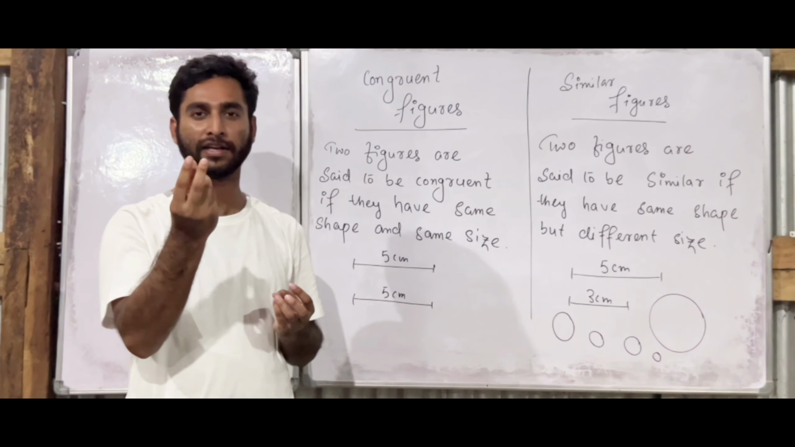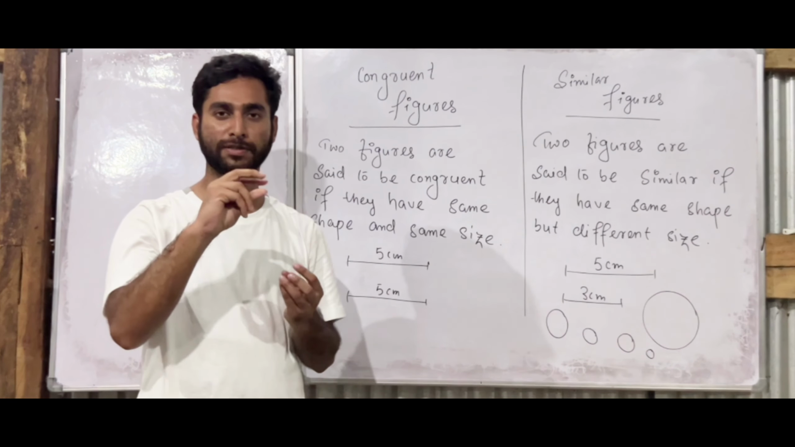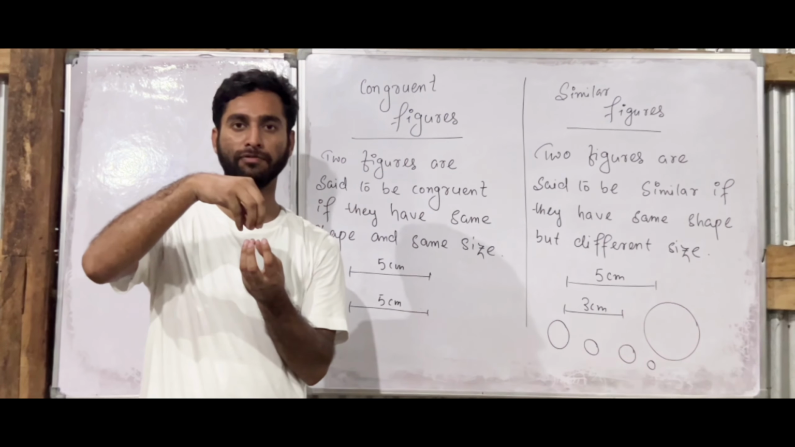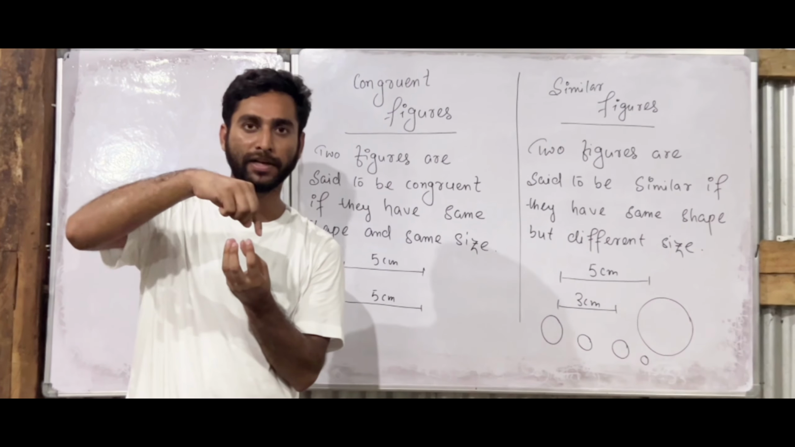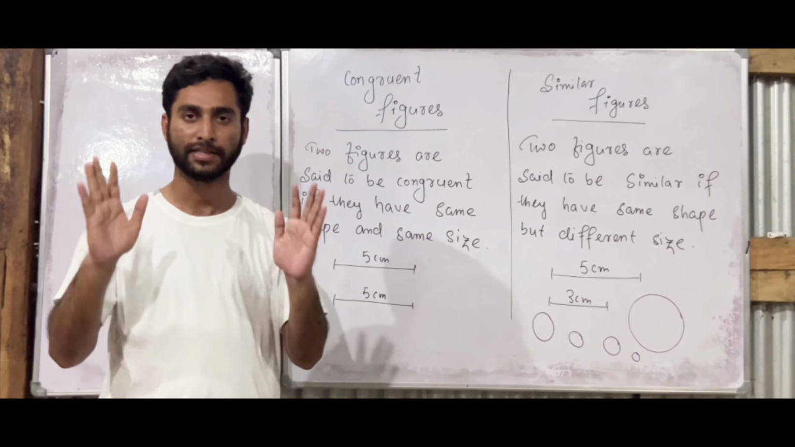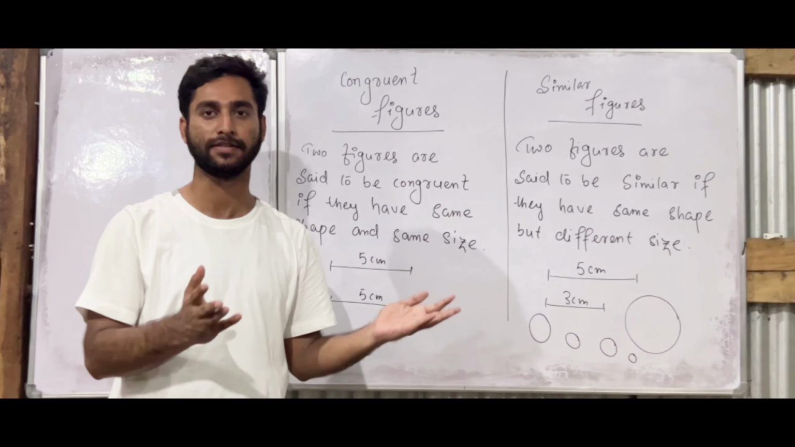Let's suppose you take two 5 rupee coins whose minting year is the same. If you place one coin above the other, you will find that one coin is completely covered by the other. So these kinds of figures are called congruent figures: same shape as well as same size.